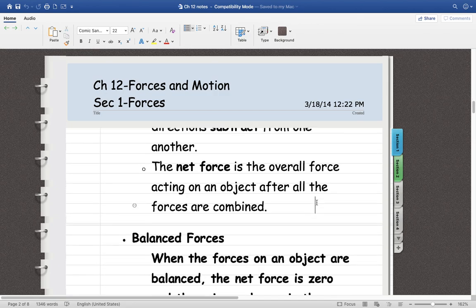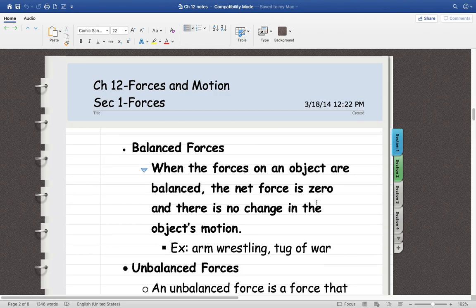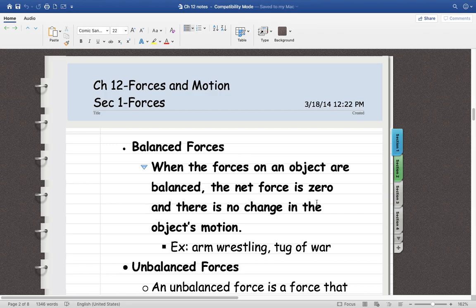Okay. Balanced forces. When the forces on an object are balanced, the net force is 0 and there is no change in the object's motion. So this is an example of tug of war or arm wrestling. Let's say it's sophomores versus seniors. The sophomores are pushing one way, the seniors are pushing the other way, and no one's moving. The rope's not moving, net force 0. And no one's moving. Okay?